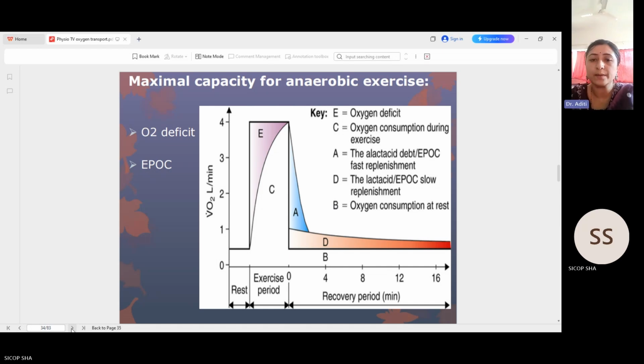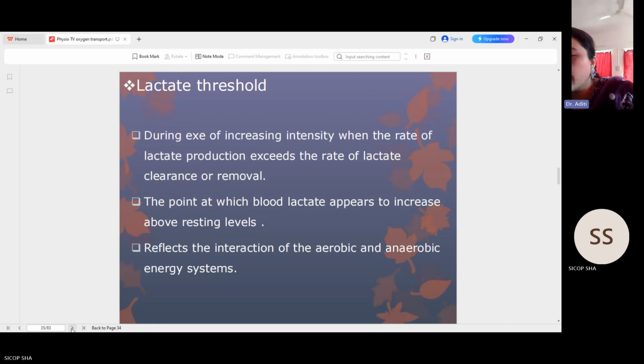Yes, next slide, please. So lactate threshold: during exercise of increasing intensity, when the rate of lactate production exceeds the rate of lactate clearance or removal, that is when the lactate starts to accumulate, and that is called the lactate threshold. It is the point at which blood lactate appears to increase above the resting level, and it reflects the interaction of the aerobic and the anaerobic energy systems. That is why lactate threshold is an important terminology to determine the anaerobic capacity.